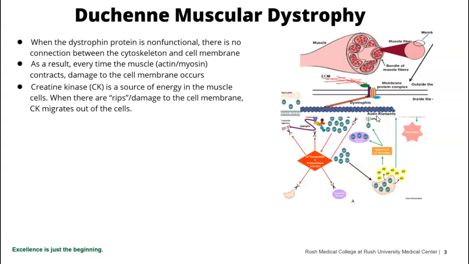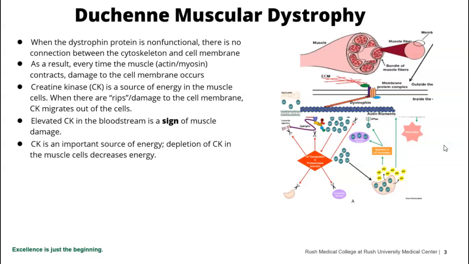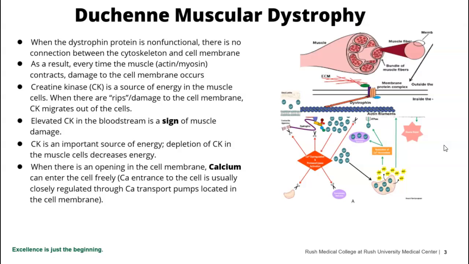Creatine kinase is a source of energy. When there are rips in the cell membrane, the CK can migrate out into the bloodstream. Elevated CK in the bloodstream is a sign of muscle damage. It doesn't tell us exactly what the problem is, but it's a sign of muscle damage. CK is an important source of energy, and depletion of CK from the muscle cells can decrease some of that energy.